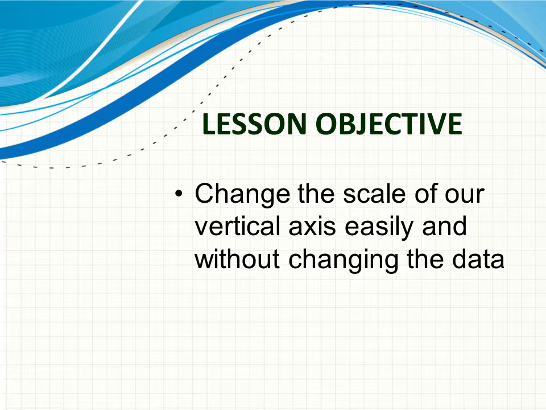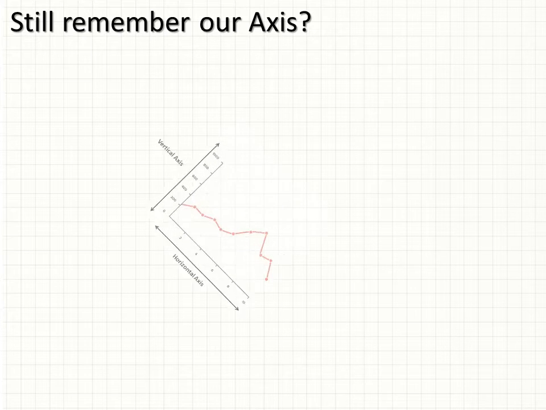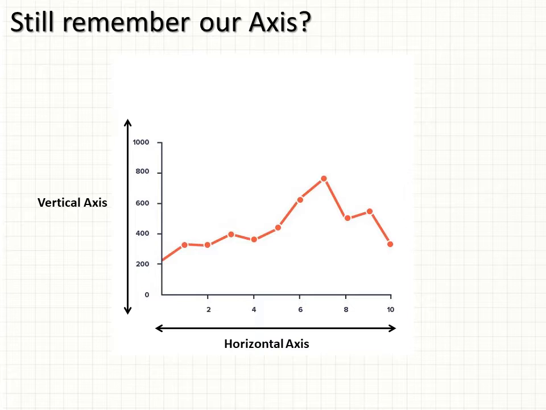First, do you still remember your vertical axis? Where is the vertical axis? Is it the one running from the top to the bottom or from the left to the right on the scale? Which one? If you got it right, great job. This is your vertical axis. It runs from the top to the bottom.